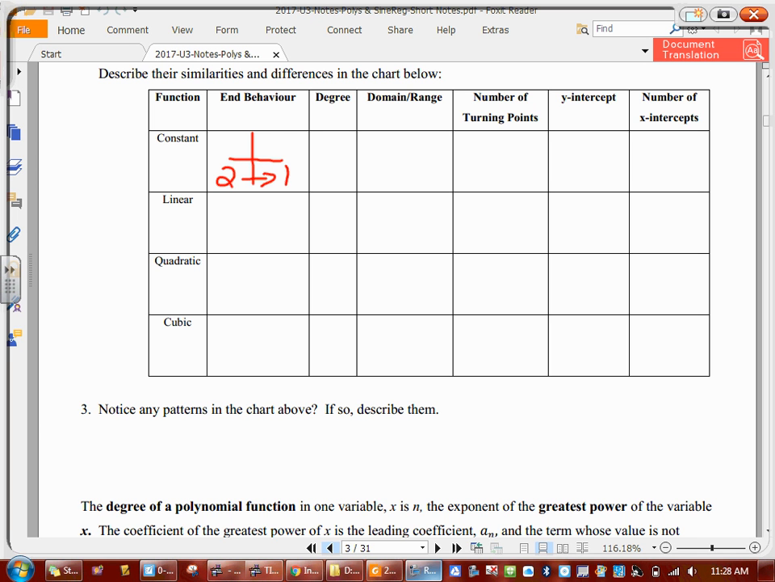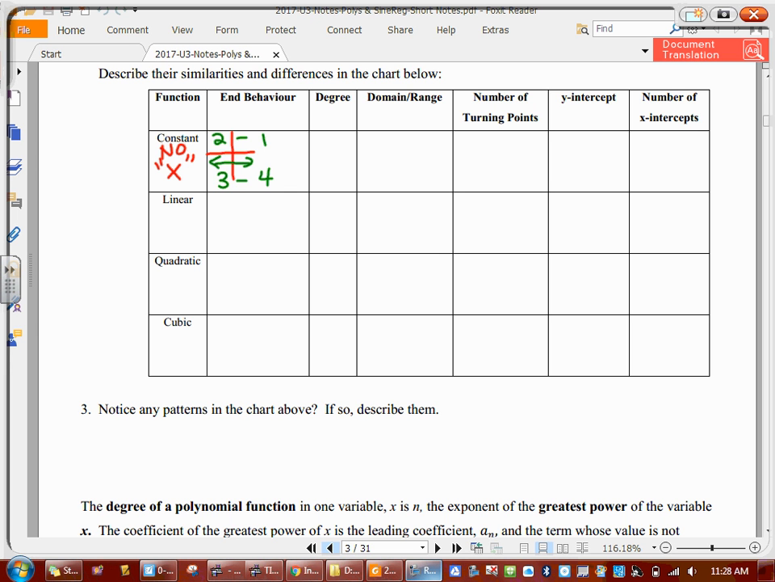It is going to be always 2 to 1 or 3 to 4, depending on if it's above or below the x-axis. It can only go left to right because it's a constant. There's no variable x. So this guy has no x variable. If he's got no x, he's a degree 0. You have to have an x to be a degree. He doesn't have an x, so no x, no degree.